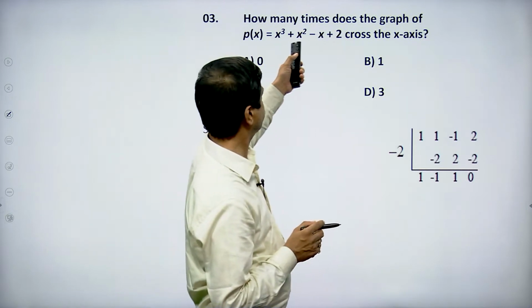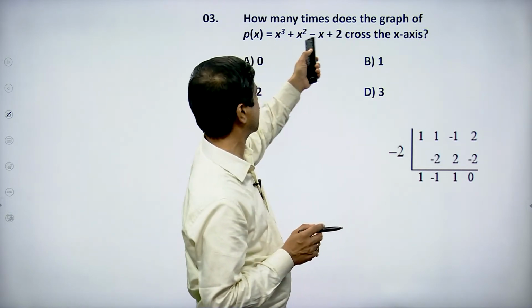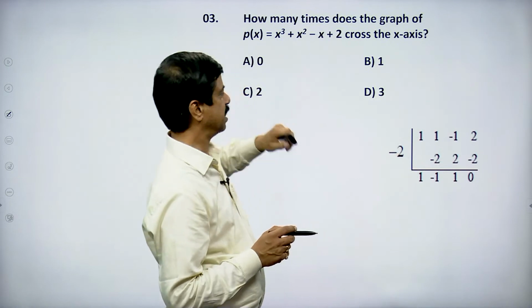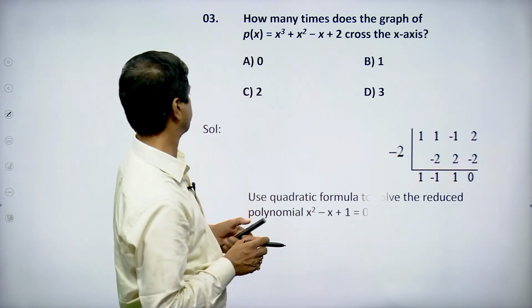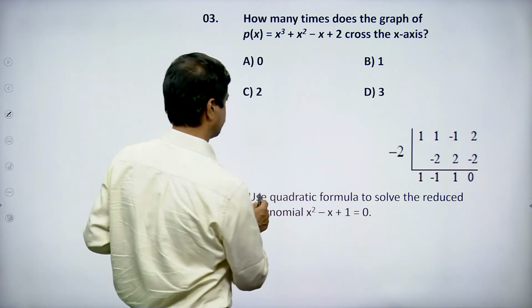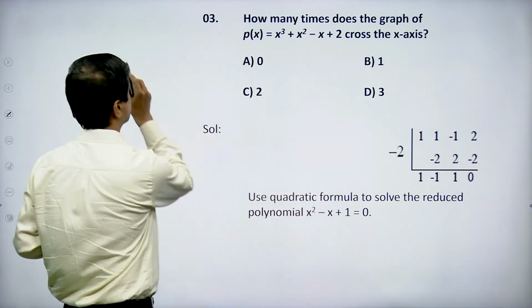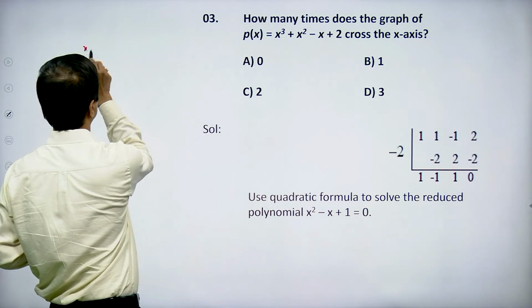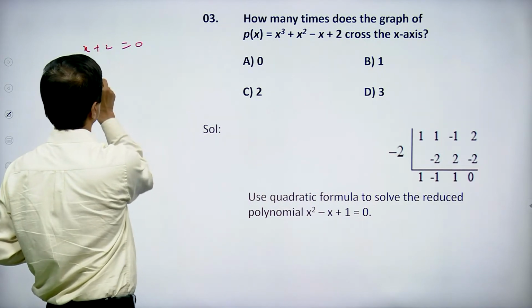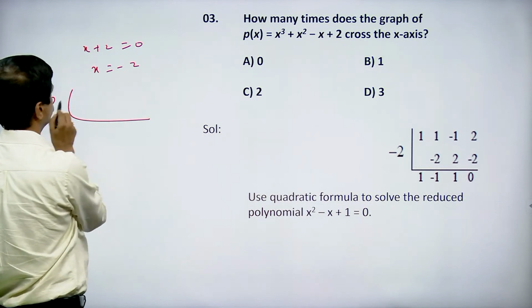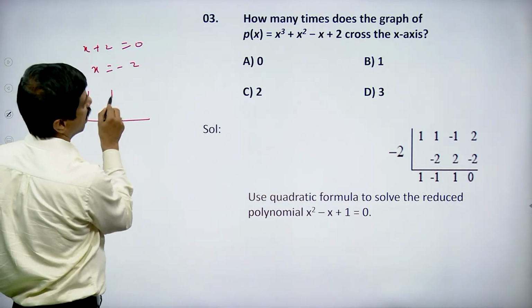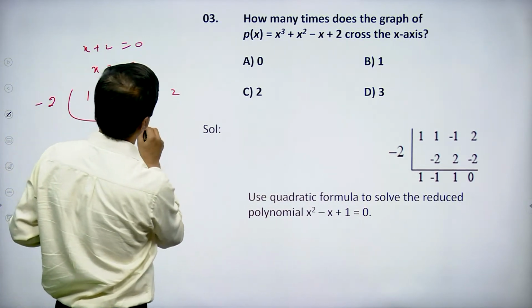So, now you divide this by x plus 2. In place of x you write minus 2, and you see whether you will get 0 as the remainder or not. That means when you divide it by x plus 2, x plus 2 equals 0, so x equals minus 2. So, take the factors for this: minus 2, 1, 1, minus 1, 2. That is what we have shown there.